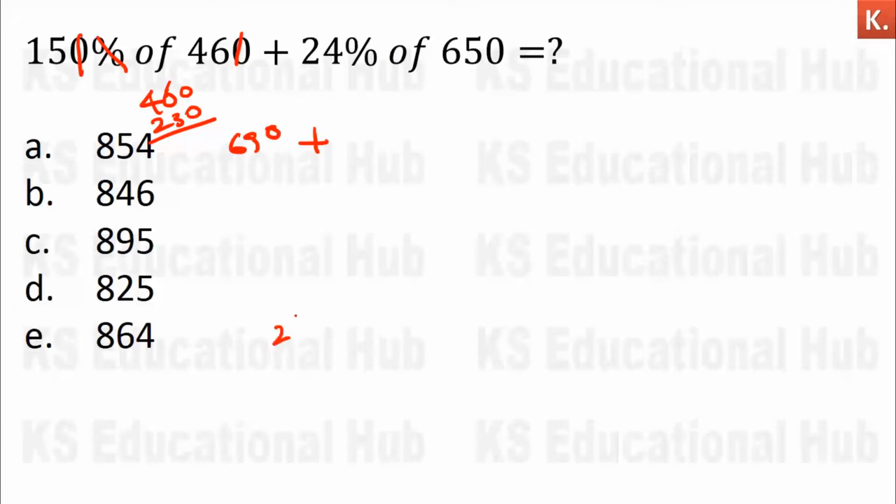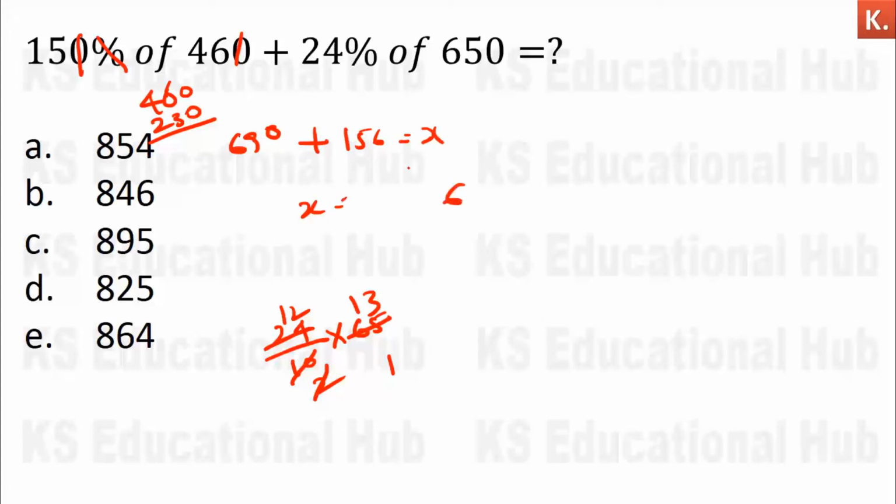24 percentage of 650 can be taken as 24 by 10 into 65. So 5 into 2 times, 5 into 13 times, 2 1 time, 2 12 times. 12 into 13 is how much? So 120 plus 36, 156. Clear? 156 is equal to x.